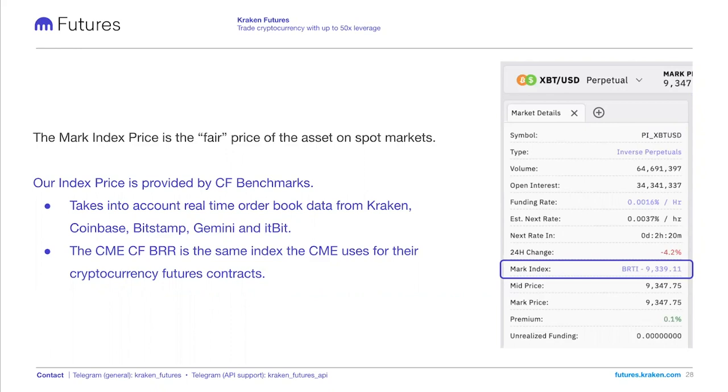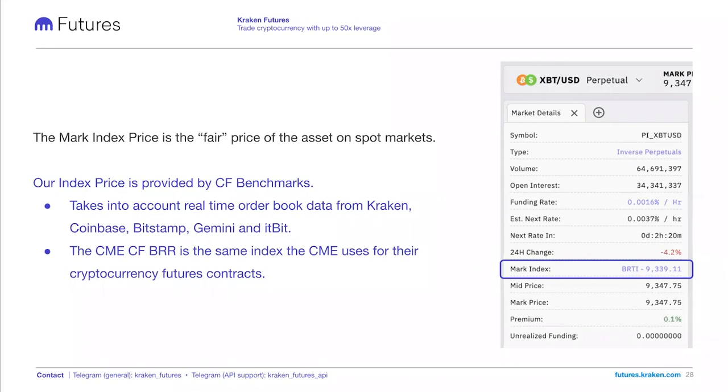And that's because our index is provided by CF Benchmarks, and we don't do it in-house. And as evidence of that they are the best, the CME also chose CF Benchmarks to produce their Bitcoin index, the Bitcoin reference rate. So Kraken Futures and the CME use the same reference rate for our Bitcoin fixed maturity contracts. Basically, a stable index is the foundation for a stable futures exchange.